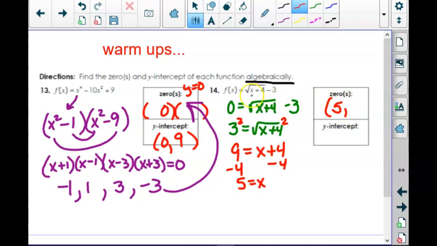Did I do something wrong? No, that's right. 5 plus 4 would be 9. Square root of 9 is 3. Minus 3 is 0. Okay, that worked.